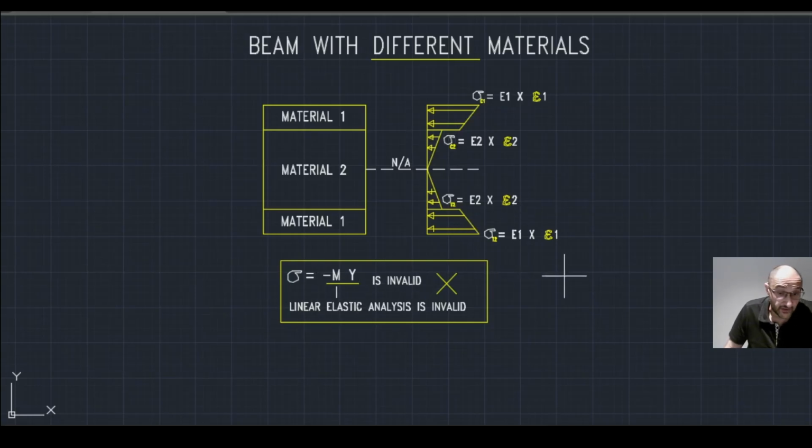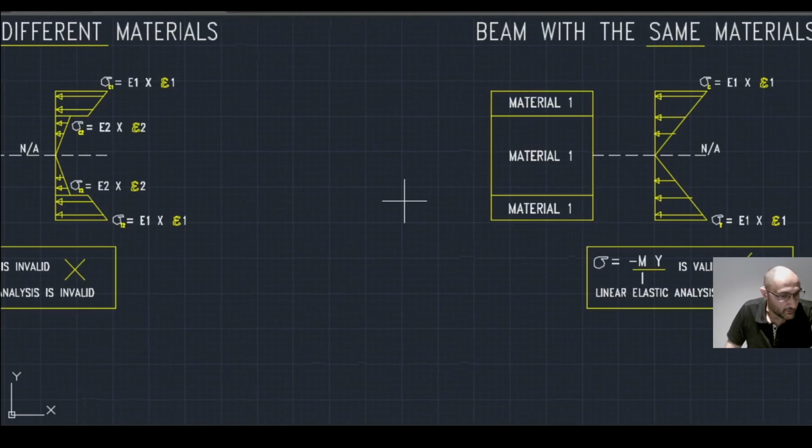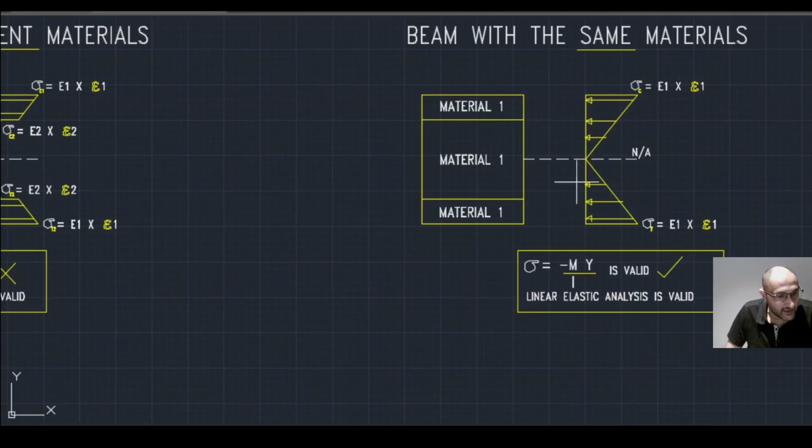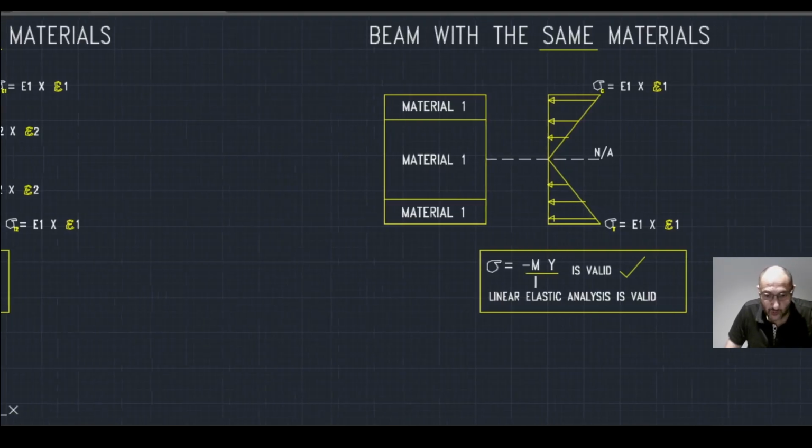Because if you think about it, Hooke's law states the stress is equal to E, the modulus of elasticity, multiplied by the strain of the material. Now the stress profile would be different for each material. So then we can no longer use the linear elastic analysis. Now if we had the same material like in this image here, then the stress profile would be linear and plane sections would remain plane before and after bending. So in this case, we could use a linear elastic analysis.